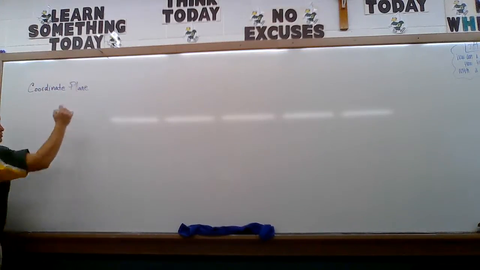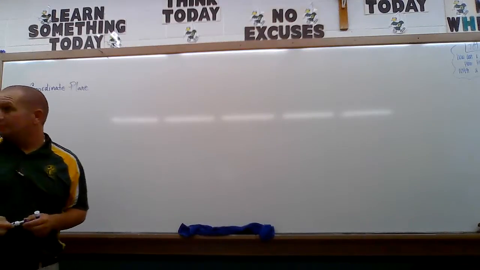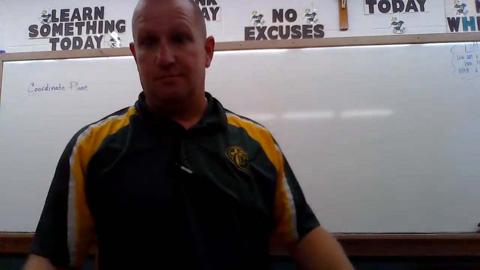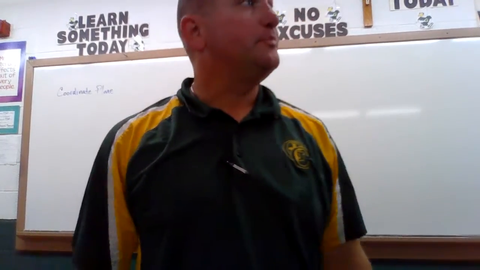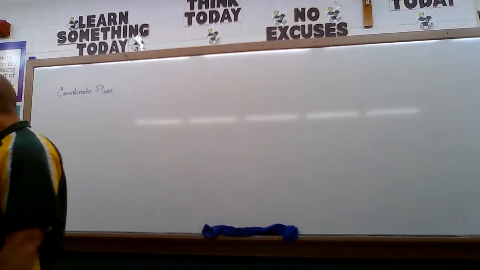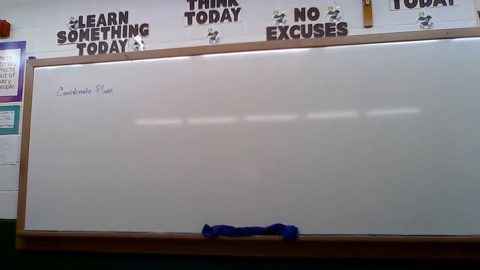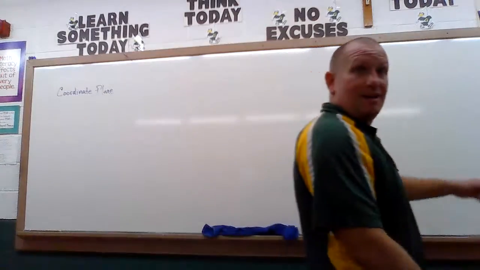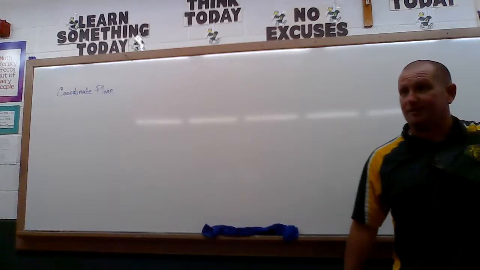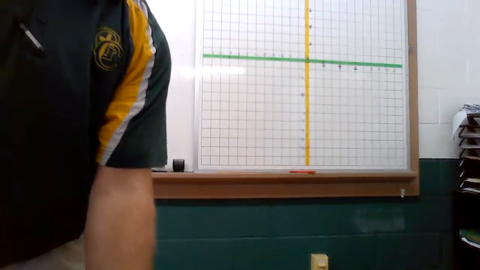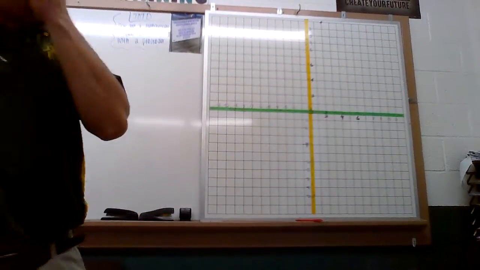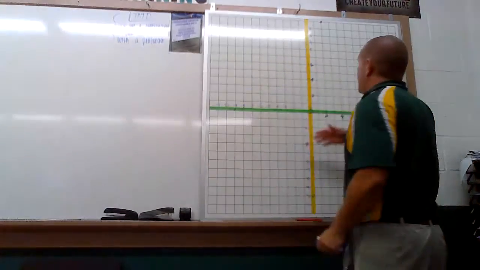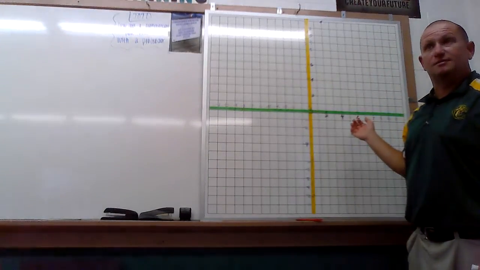What's the coordinate plane to you? Any idea? Anybody? Yeah, coordinate plane is this right over here, right? Okay. So if we look at this right here and we talk about the coordinate plane, this is what we're talking about. So what do I call the yellow line and the green line?